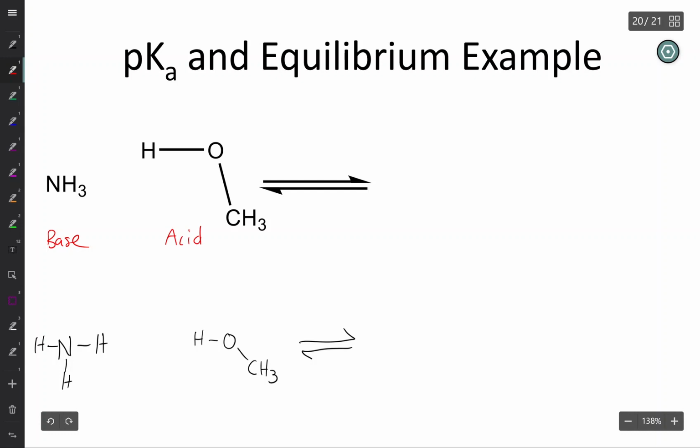First, I'd like you to draw the reaction where NH3 acts as a base and CH3OH acts as an acid. Then I'd like you to consider a reaction where NH3 acts as an acid and CH3OH acts as a base. So take a minute to draw the curved arrows for each of these, draw the products you'd expect in each of those cases.